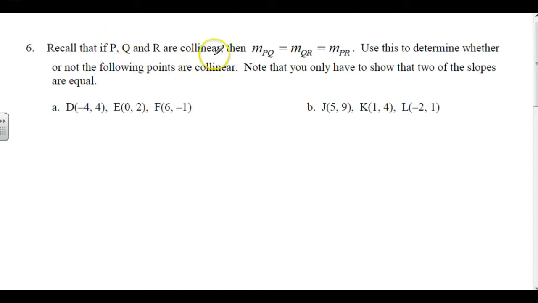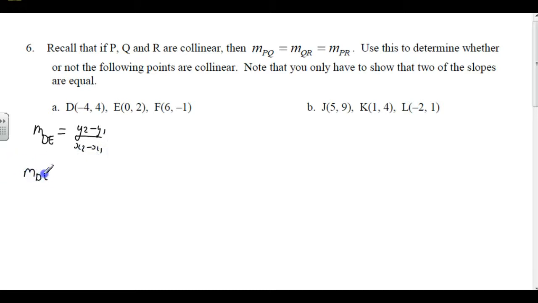Recall that if P, Q, and R are collinear, that means they lie on the same line, then the slope of PQ is the same as the slope of QR is the same as the slope of PR. Use this to determine whether or not the following points are collinear. Note that you only have to show that 2 of the slopes are equal. Here we're transposing. If PQ, this would be DE, and then EF, and then DF. So the slope of DE is equal to y2 minus y1 over x2 minus x1.